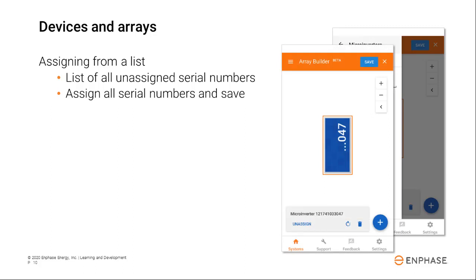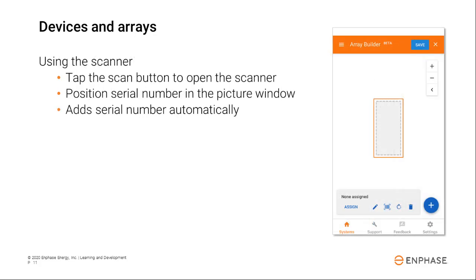As you assign the serial numbers, they'll be removed from the list. Repeat this process until all serial numbers have been assigned. Save your array when complete. Let's look at using the phone's camera as the scanner. Tapping the scanner button will open the scanner so you can scan the serial numbers from your array map.